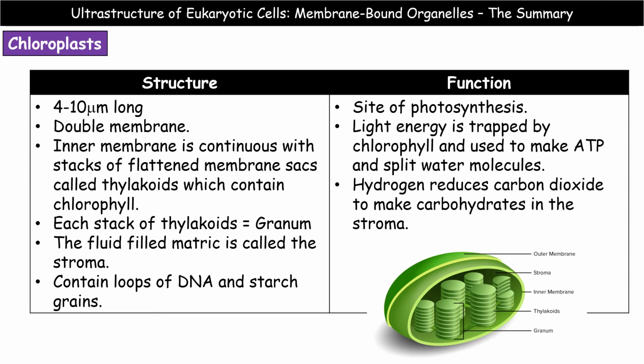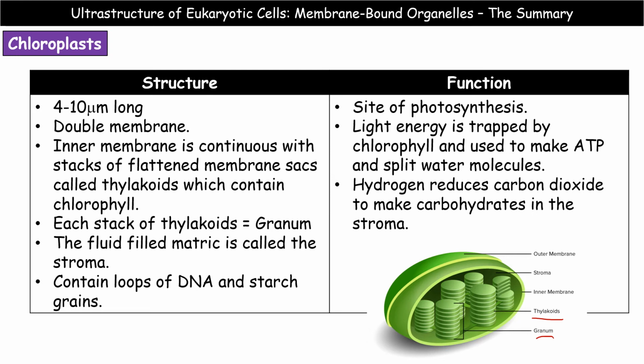The inner membrane itself is made into these little stacks of flattened membrane sacs, and we refer to these as thylakoids. Within those thylakoids is the chlorophyll. So here's our little diagram in the bottom corner, and these little stacks that look like a stack of coins, those are the thylakoids. The stack itself is referred to as a granum. So each individual little disc there is a thylakoid, and the whole stack of them together is the granum. Around that we've got our fluid-filled matrix, that's called the stroma, and we will find that there's loops of DNA and starch grains within our chloroplast as well.